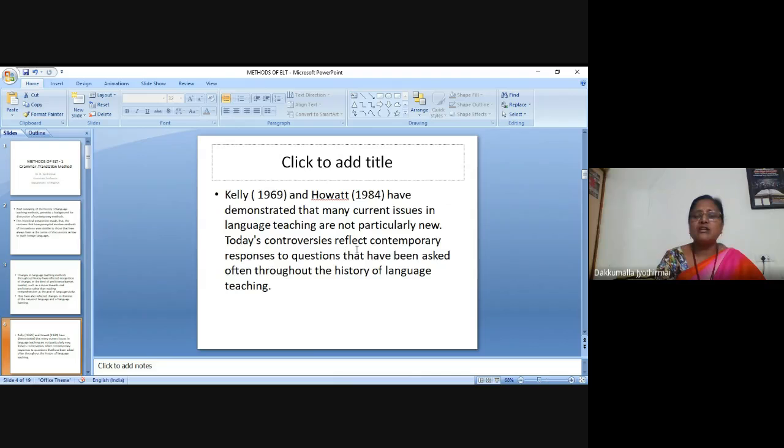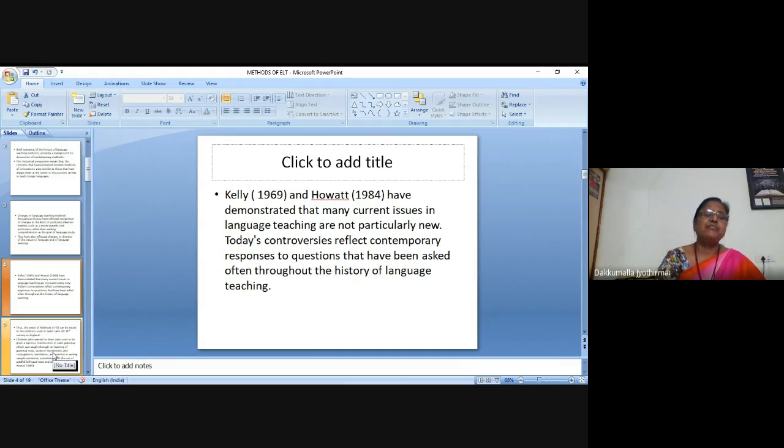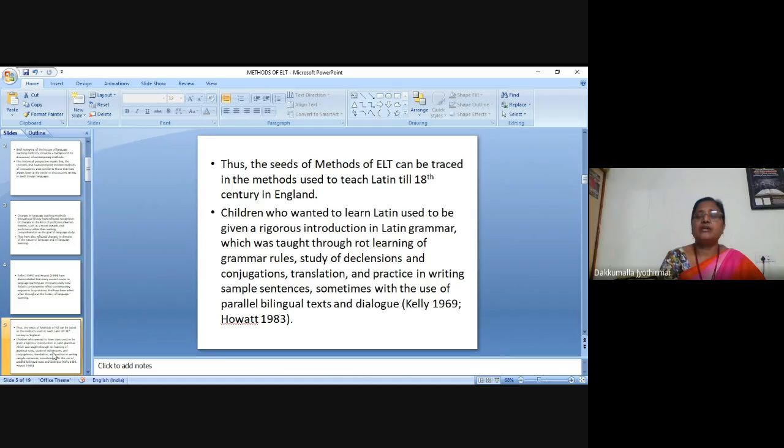So today's controversies reflect contemporary responses to questions that have been asked often throughout the history of language teaching. So they say that whatever questions are being asked today are the questions that were already asked if you examine the history of English language teaching. Perhaps this is the same with the teaching of any language, rather than only English language teaching.